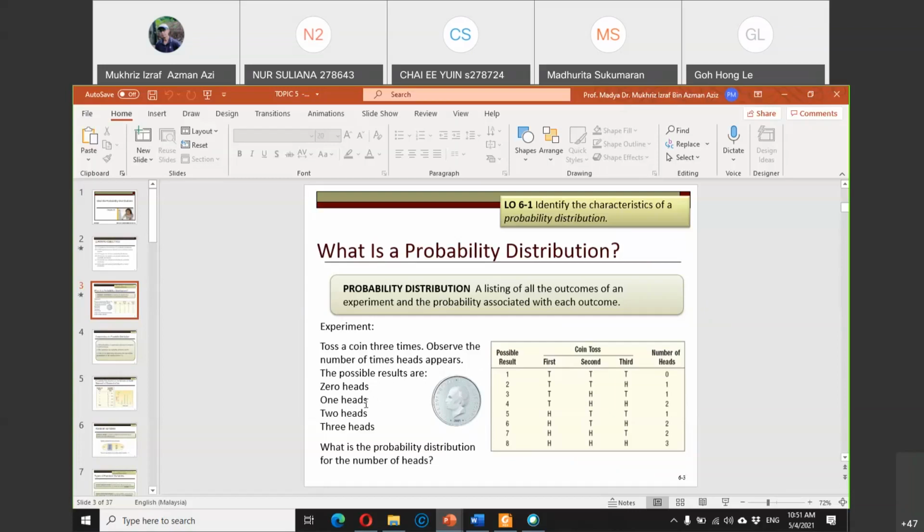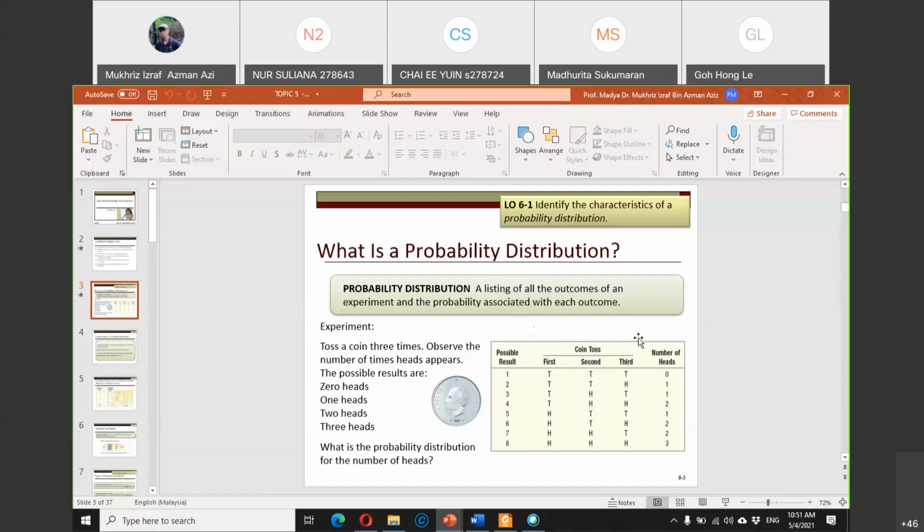cent. Okay, so when you toss the coin 3 times, there is a possibility of a number of hits appearing. Whether you get 0 out of 3 times, you do not get the hit, only the tail. Okay, 1, 2, or 3. So this is a simple idea of a probability distribution.